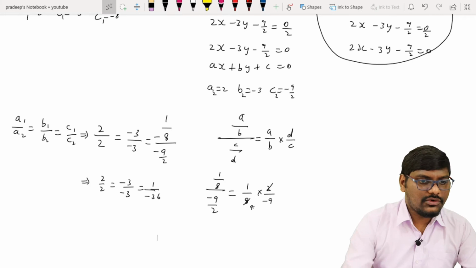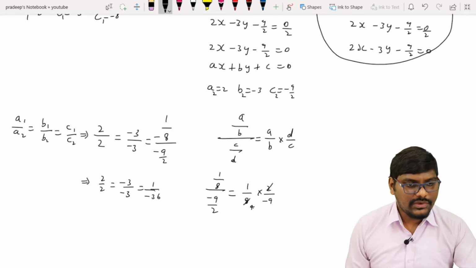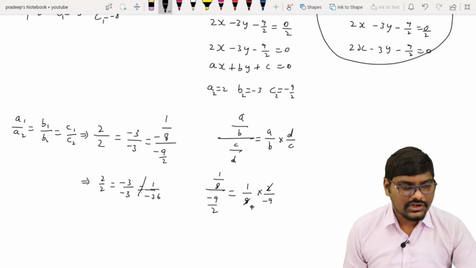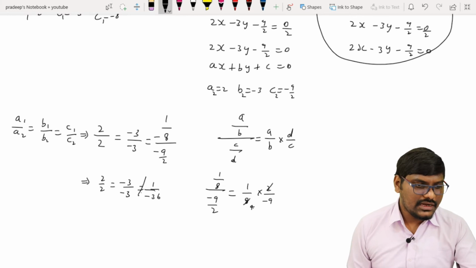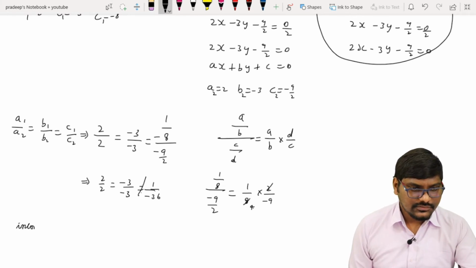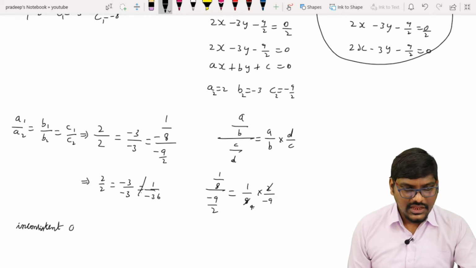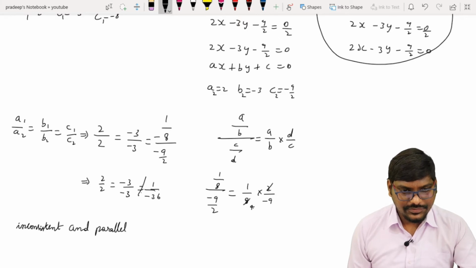So this is all about the equation where we got 2 by 2 and minus 3 by 3. So these are equal, whereas this is not equal. So this represents very clearly that these are parallel lines. So we'll say this is inconsistent. So the lines were inconsistent and also they are parallel lines.